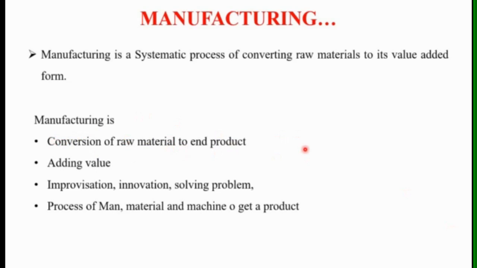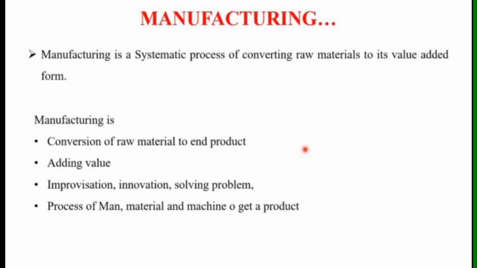For example, as we know, nowadays in mobiles some additional features or applications are provided, like the camera, multimedia players, or various other apps, which add some value to the product. So that is also one part of manufacturing. Then improvisation or innovation, or solving industrial problems, also comes under manufacturing.